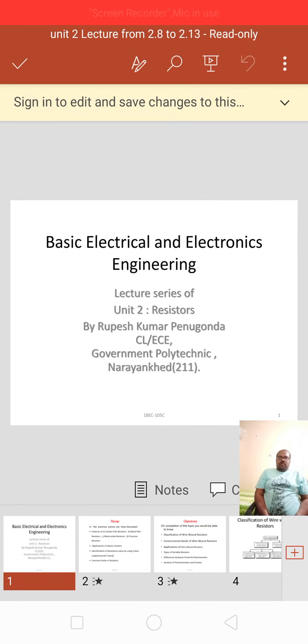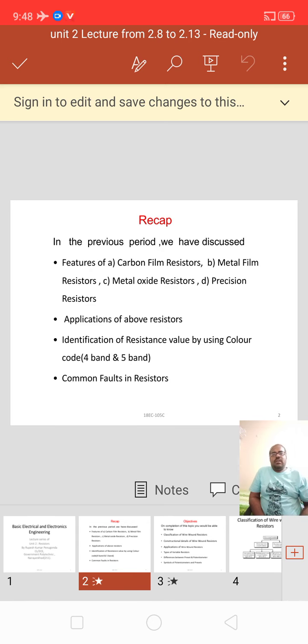Hi friends. Today we will learn about some topics of the resistors. Already we learned about some important topics regarding the resistors. That is, in the previous period we have discussed features of carbon film resistors, metal film resistors, metal oxide resistors, pressure resistors.